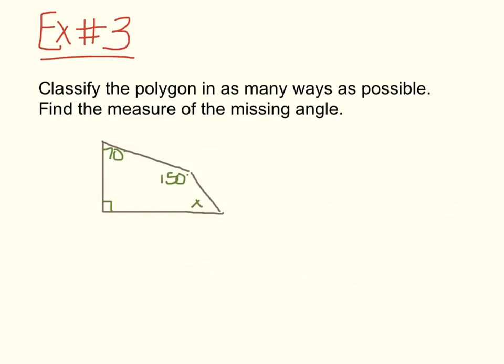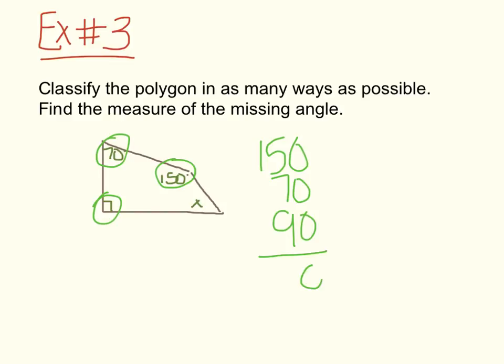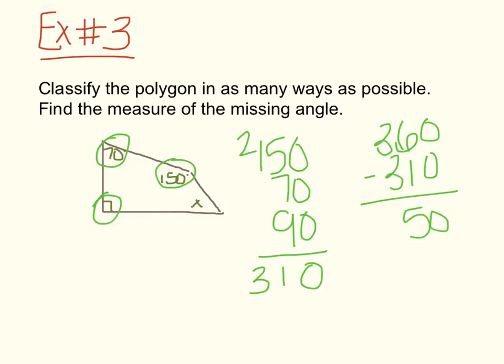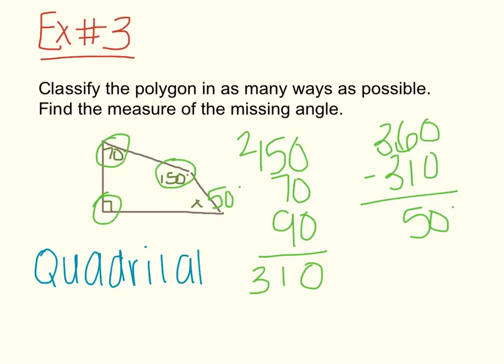Example 3, we have 70, 150, and 90. Which gives us 310. When we subtract, we get 50 degrees as the missing angle. And this shape is only going to be a quadrilateral because it does have 4 sides, but it doesn't fit any of the other categories when we read the definitions for the other quadrilaterals.